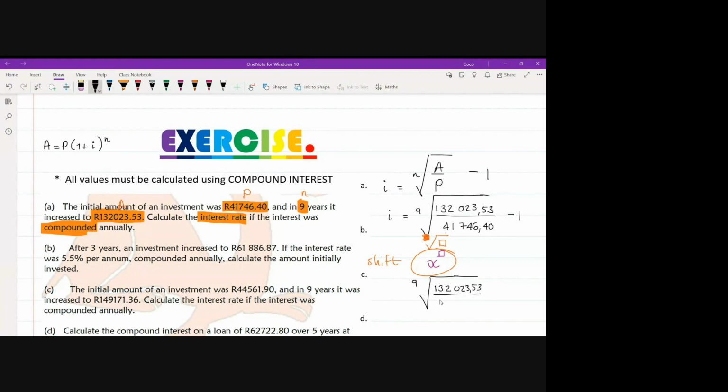132,023.50. And then you're going to put 41,746, oh, not 764, other way around, 746.40. And I know that some of us are trigger happy. We're going to run ahead. I want you to stop. Stop right here. Okay, because there's something very specific we're going to do here.